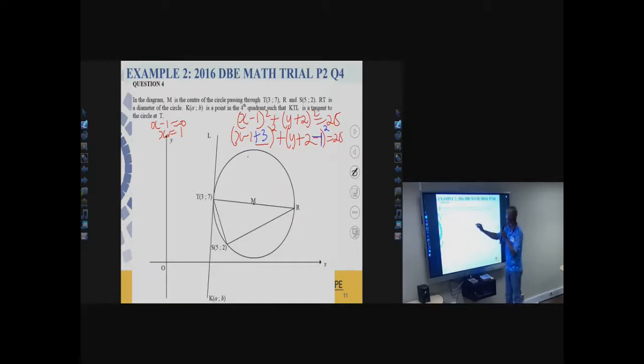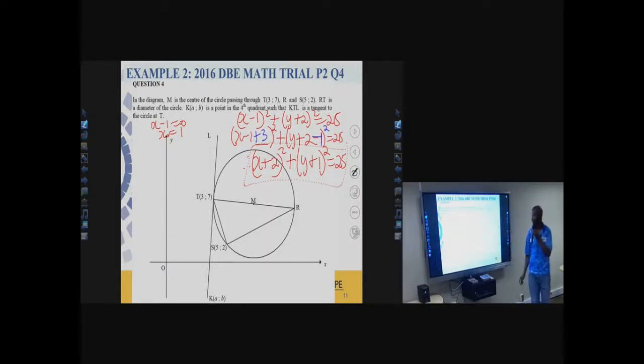And therefore, your answer will be x minus 1 plus 3 will be plus 2 all squared plus y, 2 minus 1 will be 1 all squared, and the answer will be 25. Right. So that will be the new equation after translation has taken place.